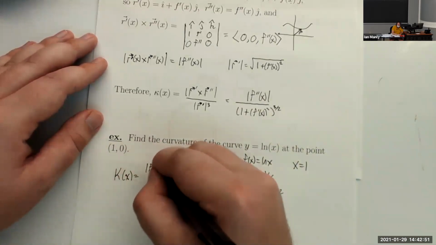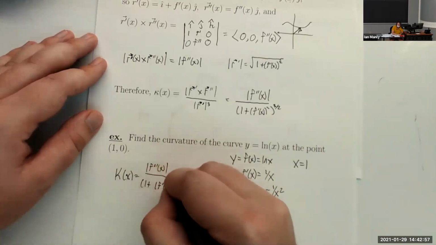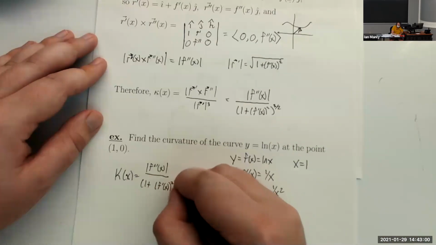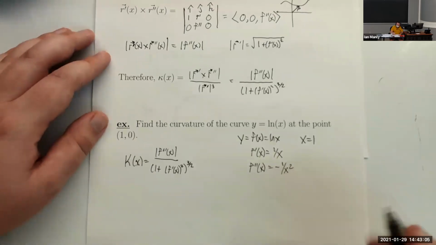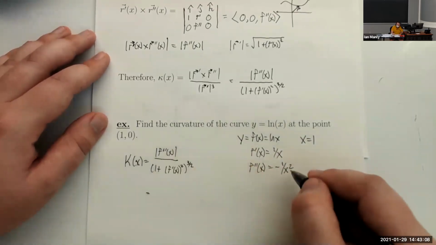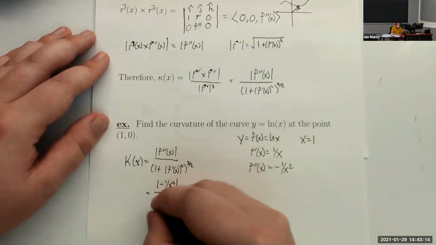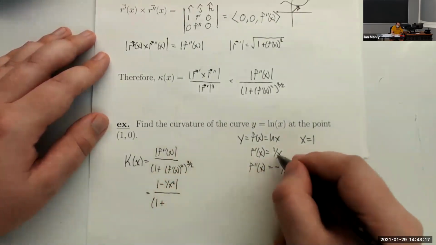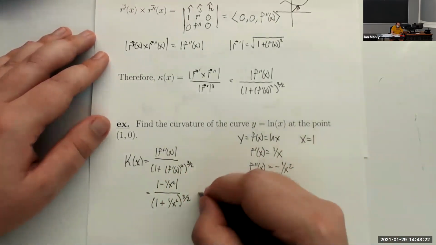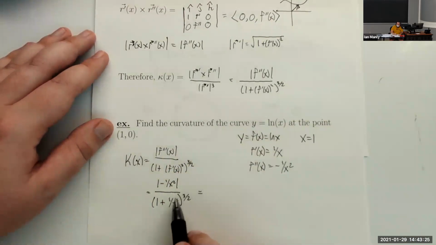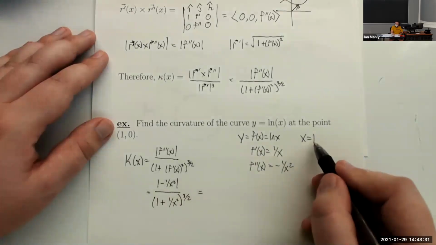So this is going to be the magnitude of f double prime divided by this craziness on the bottom here, squared to the 3/2. So many parentheses. All right, so now let's see here. The magnitude of f double prime is the magnitude of -1 over x squared. Meanwhile, here on the bottom, I have 1 plus f prime squared, which is 1 over x squared, and that's to the 3/2. All right, so this is my formula here. I could simplify it by having the absolute value, get rid of the negative here, but all I need to do really is just plug in 1.